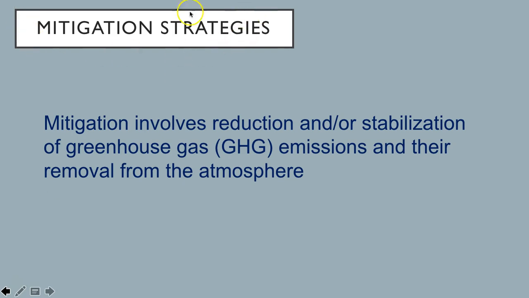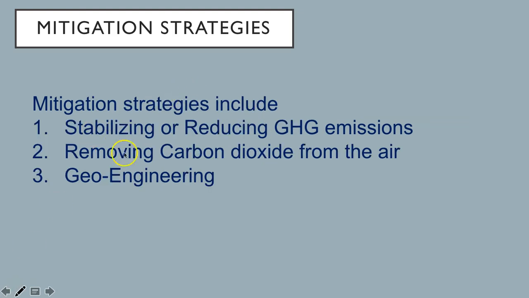First, we will talk about mitigation strategies. Mitigation involves reduction and/or stabilization of greenhouse gas emissions and their removal from the atmosphere. Mitigation is an attempt to alleviate climate change. Mitigation strategies include stabilizing or reducing greenhouse gas emissions, removing carbon dioxide from the air, and geoengineering.